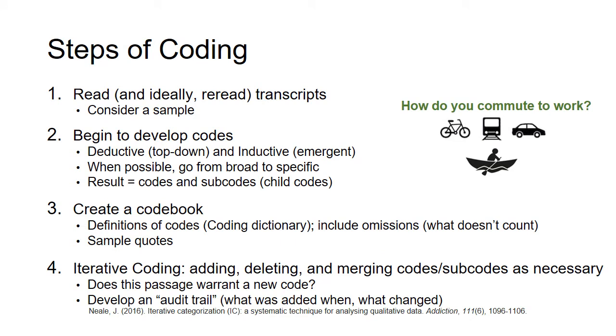As you're processing through all of this information, there's an iterative process that happens. You're going to be adding codes or deleting codes, and you may even be merging some of these pieces. This is iterative categorization, and you want to develop some sort of audit trail so people can follow your work and you can go back to understand exactly what was changed and when.